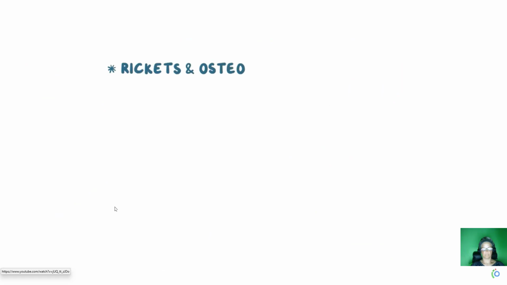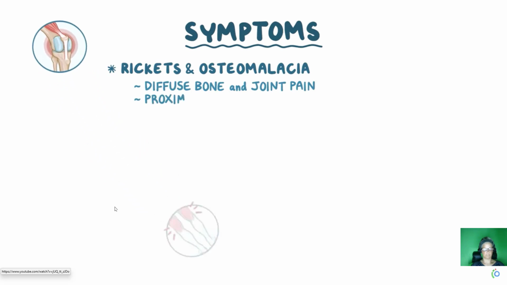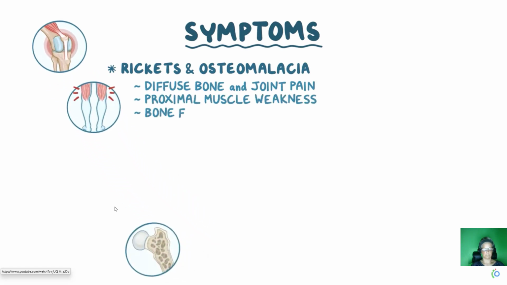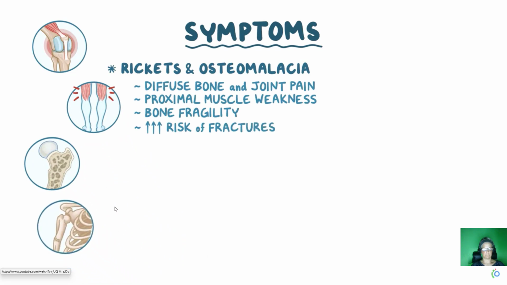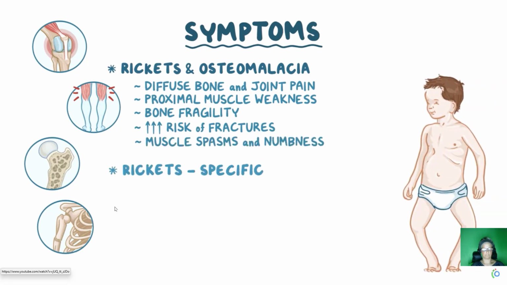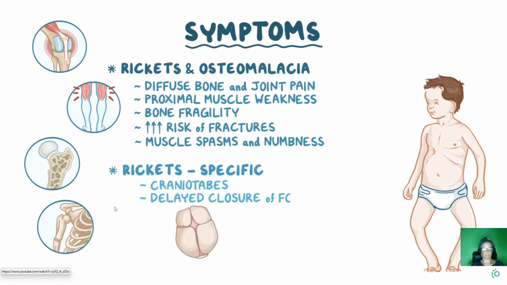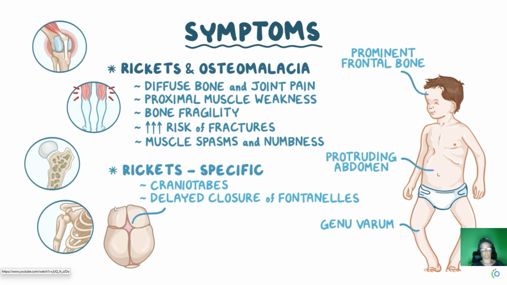With both rickets and osteomalacia, symptoms include diffuse bone and joint pain, proximal muscle weakness, bone fragility, and increased risk of fractures with minimal trauma. Because of low levels of calcium, there may also be muscle spasms and numbness. Rickets-specific symptoms include thin, soft skull bones, which is called craniotabes, delay in the closure of fontanelles, and bow legs, also known as genu varum. There may also be an enlarged prominent frontal bone and, with severe disease, a protruding abdomen.